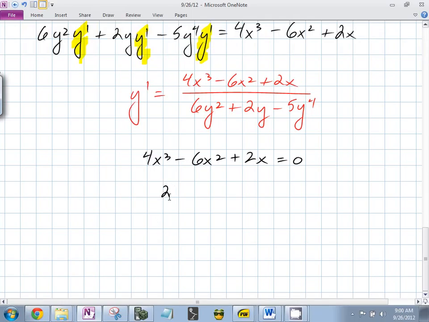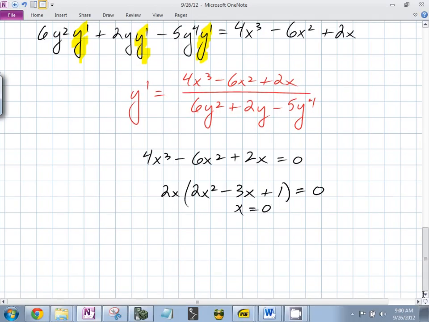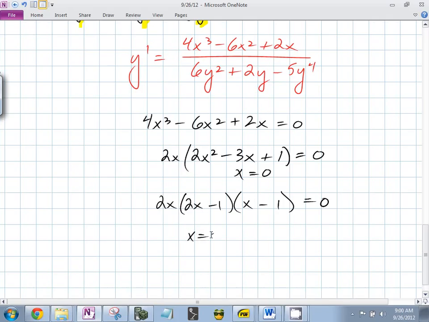Factor out 2x, and you end up with 2x squared minus 3x plus what? 1 equals 0. Can you tell me one of the solutions? X definitely equals 0. That's one of the solutions, right. But now you need to see if that factors. Does it factor nicely? 2x minus 1 and x minus 1. So what are the solutions? 0, 1/2, or 1.